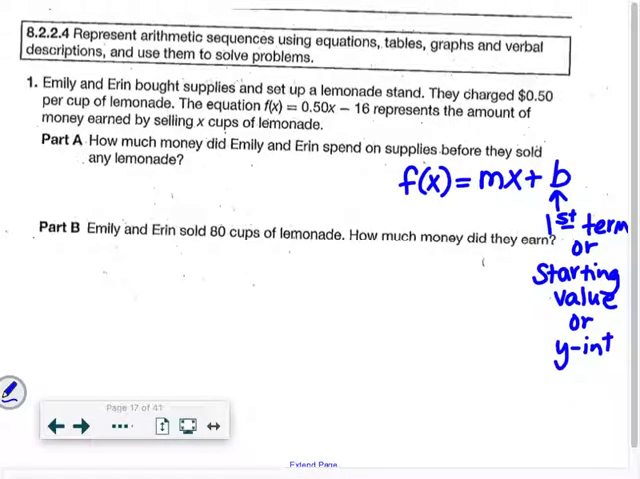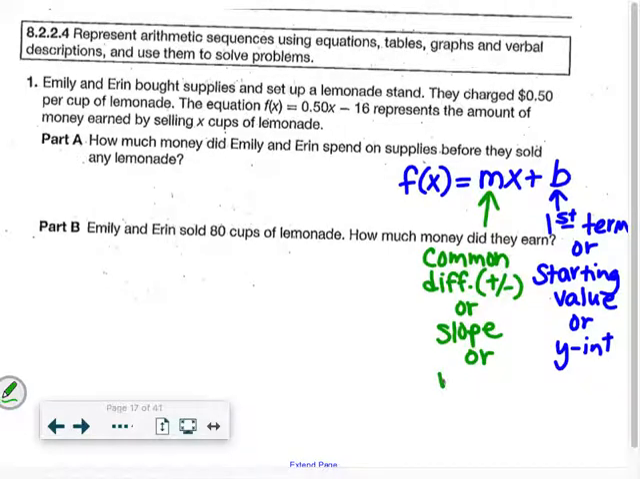And then remember that m is the common difference. So the amount being added or subtracted over and over, or it's the slope of your line, or the rate of change. So a lot of terms that are interchangeable here. So how much is going up or down each time? Okay, so now to this problem.